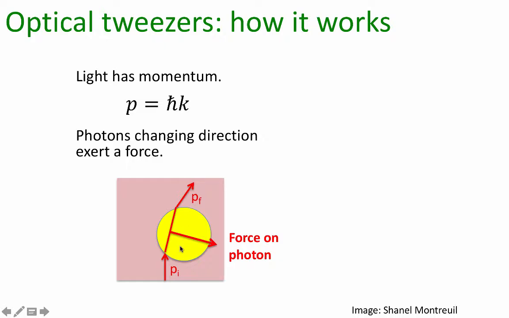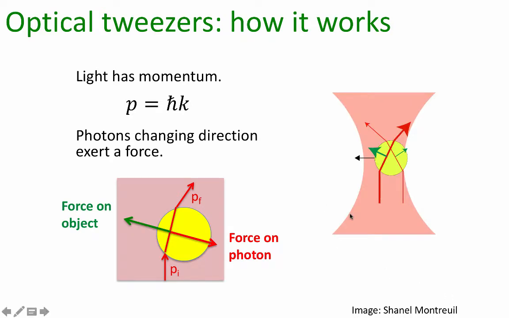So look at that. We've got a changing momentum, which means the momentum change is in the direction of this arrow. That means there's a force on our object in the opposite direction. In other words, conservation of momentum. If there's a change in momentum one way due to the object on the light, there's an opposite change in momentum from the light on the object.